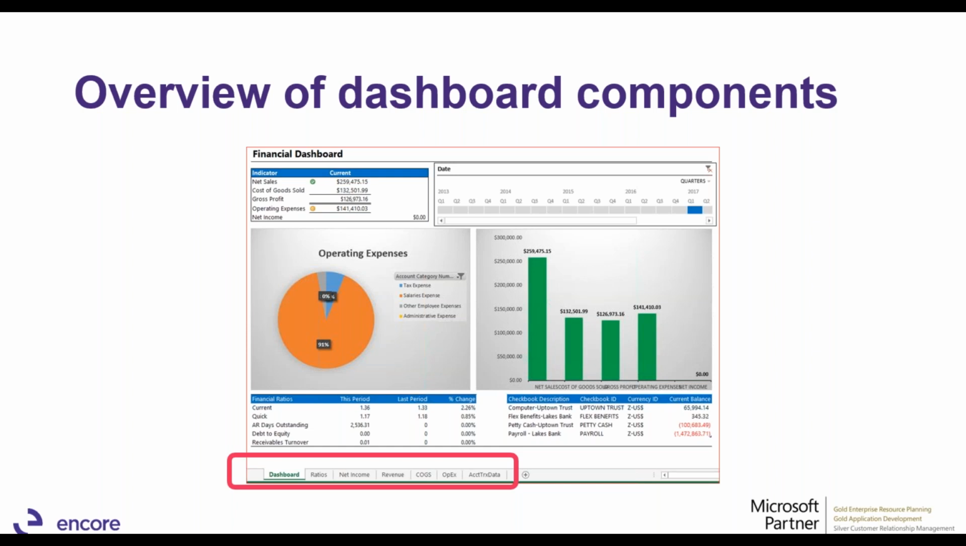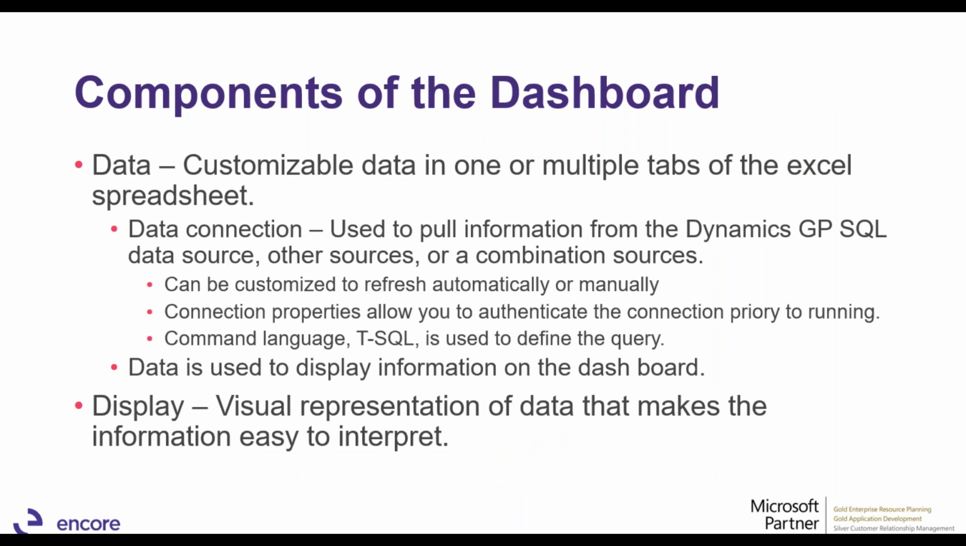Okay, so pretty simple, pretty straightforward, all of those different components. But when we actually go in and take a look at what's required to get those components to work together, we need to take a look at the two main areas, the data tabs and the display. So the data section of it is customizable data in one or more tabs of the Excel spreadsheet. Pretty simple. How do we get the data there?